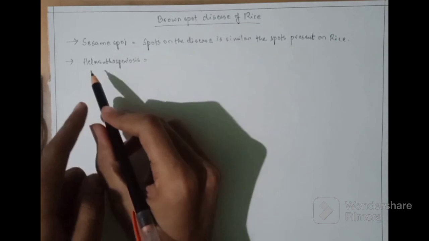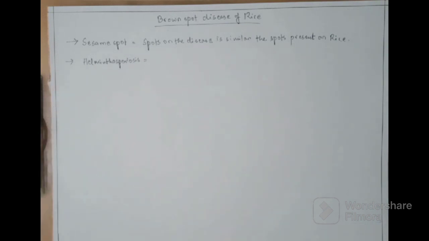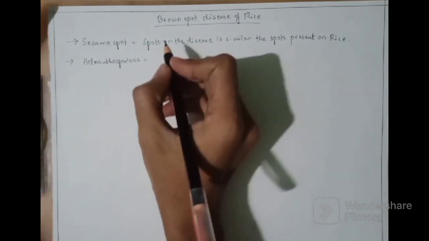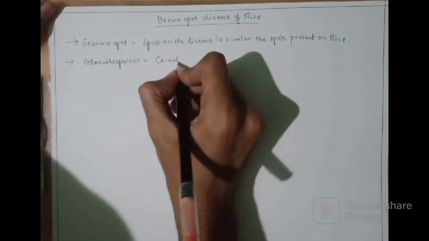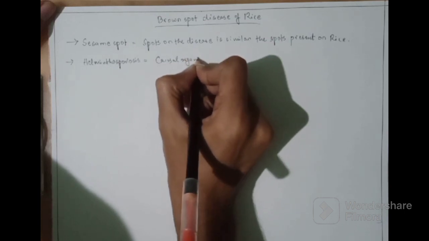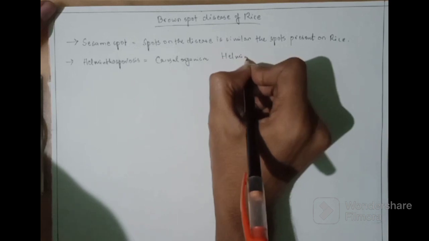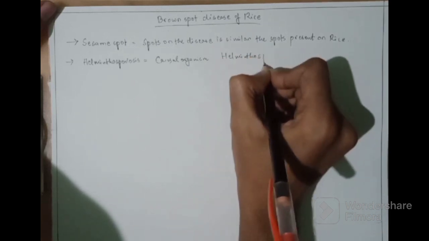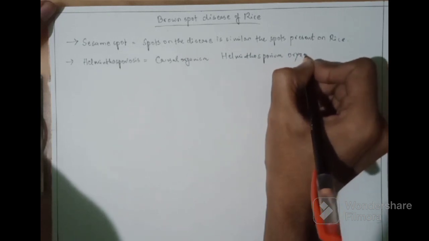So, because Helminthosporium oryzae is the causal organism, the disease is also named after the causal organism. The causal organism, which I already said, is Helminthosporium oryzae. That is the scientific name of this causal organism.